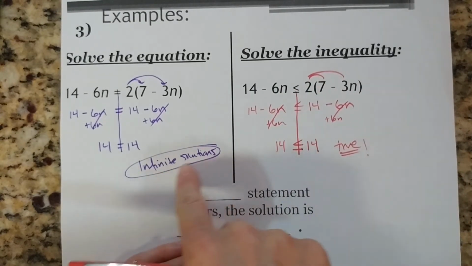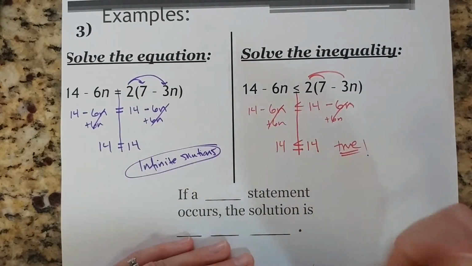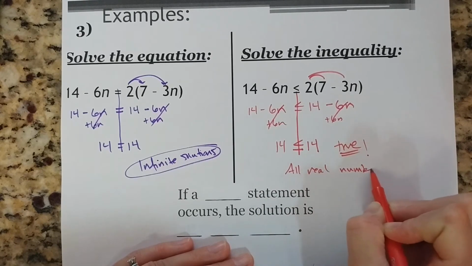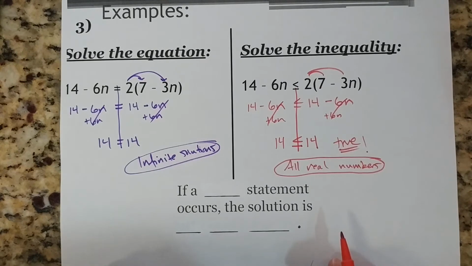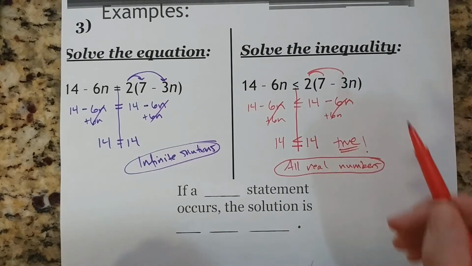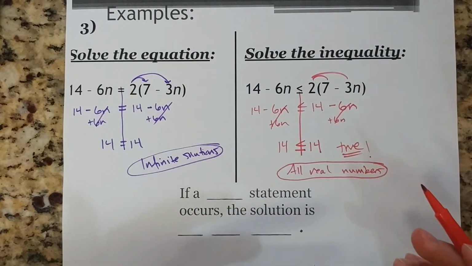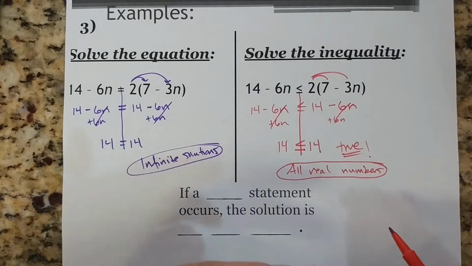And instead of infinite solutions like we say with equations, we're going to say that all real numbers are solutions to this inequality. Because think about it, with an inequality, no matter what inequality you're solving, you're going to have infinitely many solutions. So we have to say that all real numbers are going to be solutions, not just the left side of a number line or the right side, but both sides.